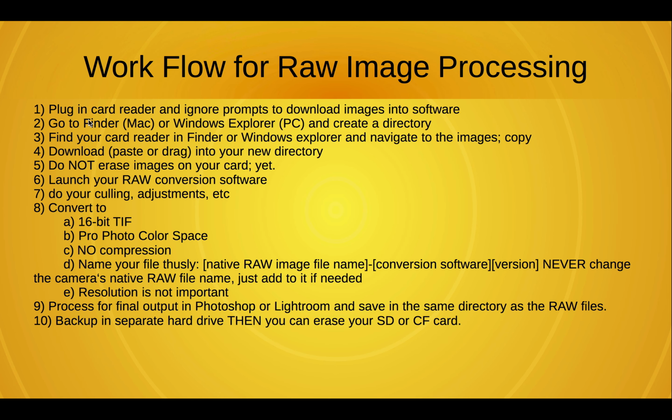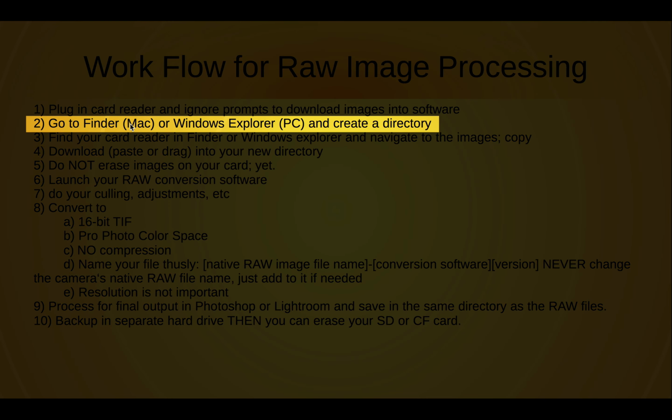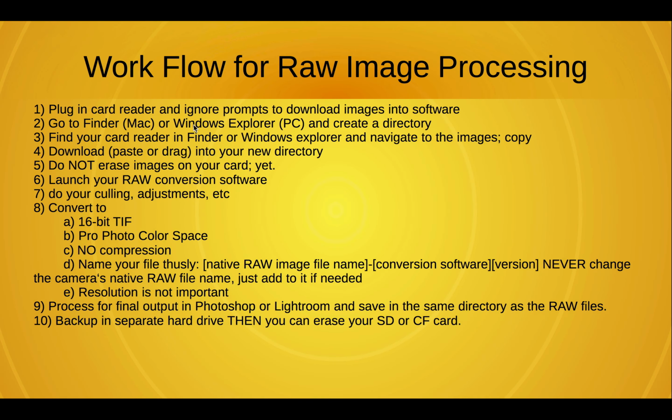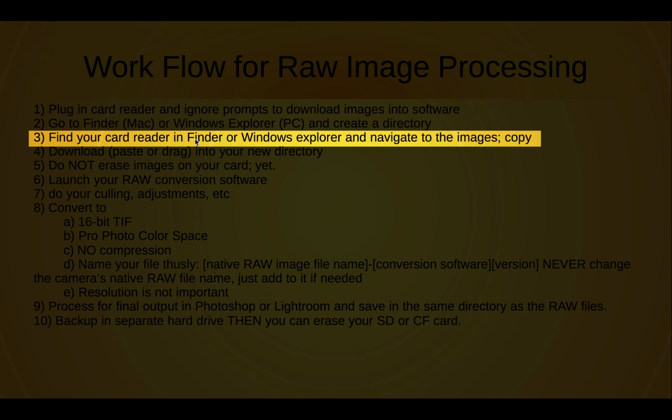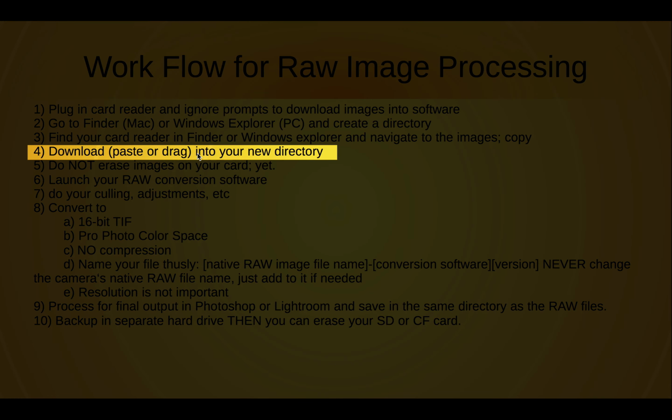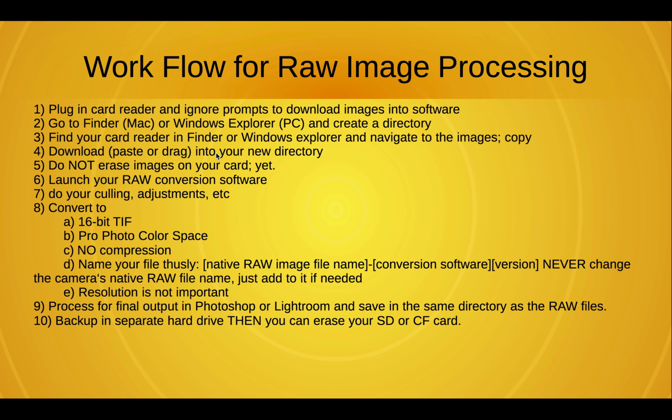What you need to do is go to Finder if you're on a Mac, or to Windows Explorer if you're on a PC, and create a directory. Find your card reader in Finder or Windows Explorer and navigate to the images, do a copy, and then download, paste and drag into your new directory. Now let's take a look at my directory structure. It might give you some ideas on how you might want to approach your own organizational process.